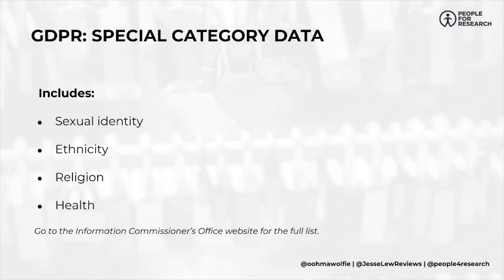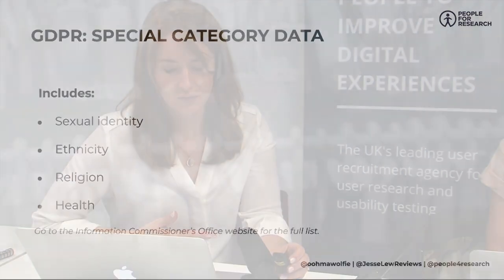So for anyone that doesn't know what special category data is, there's a list on the Information Commissioner's Office website. It includes things like sexual identity, ethnicity, religion and health, which are things that we have to include in recruitment most frequently. If you do need to capture this information, process data relating to this or control data relating to those things, you have to make sure you're asking for explicit consent from the participant to do so.